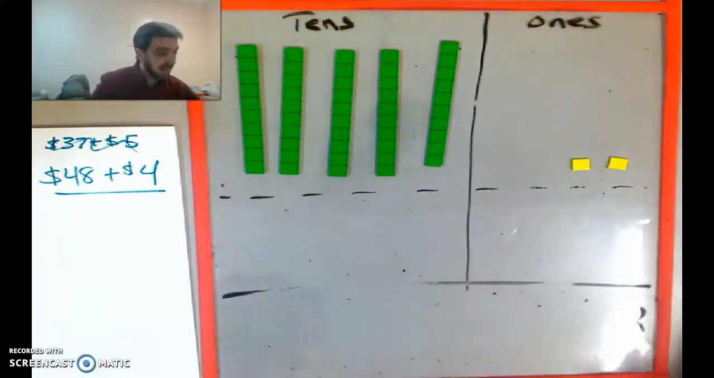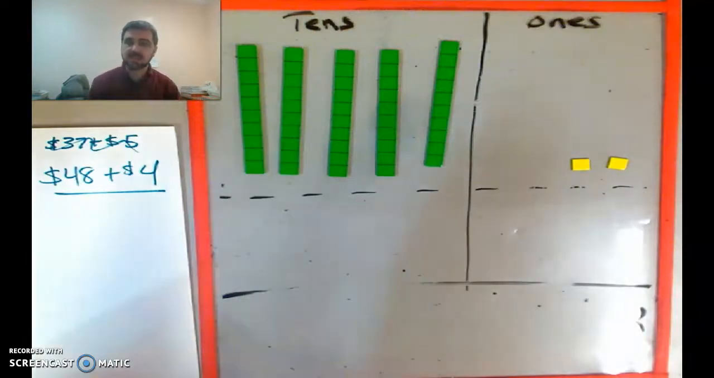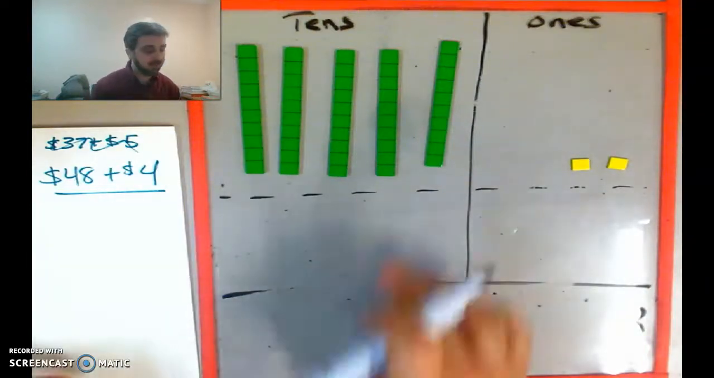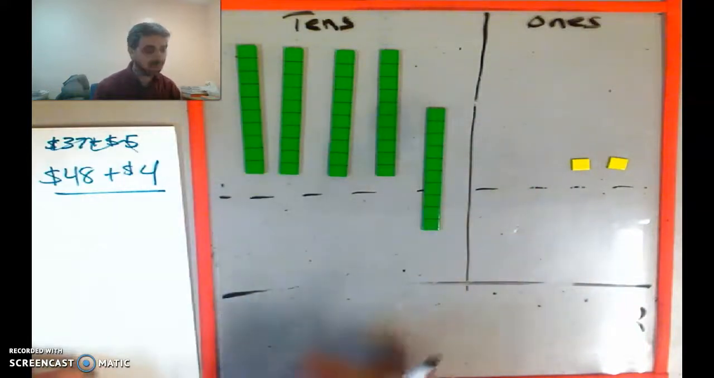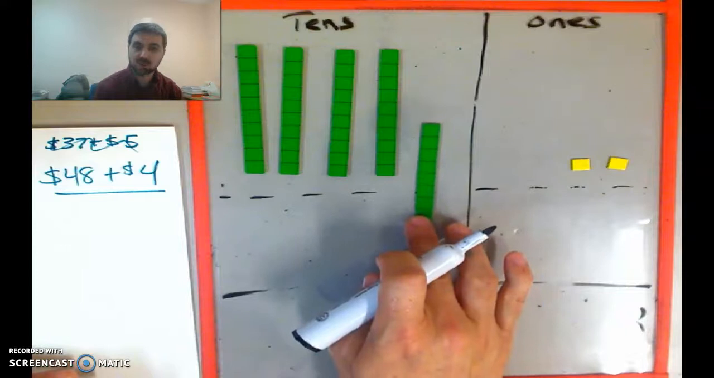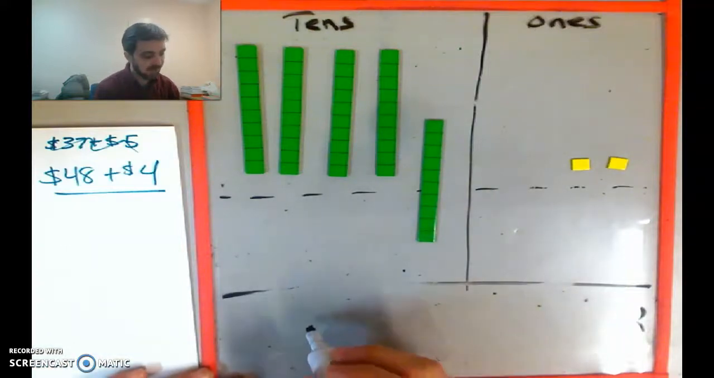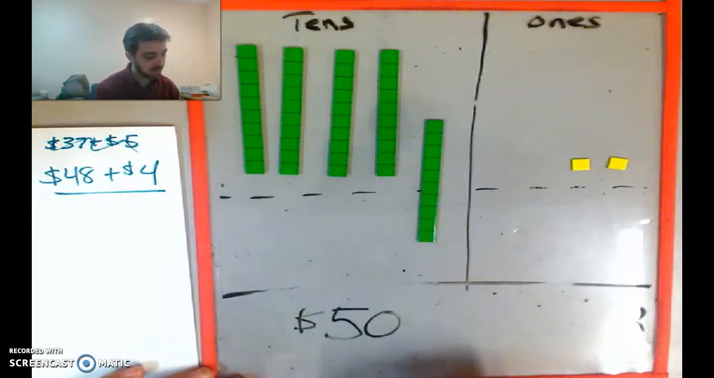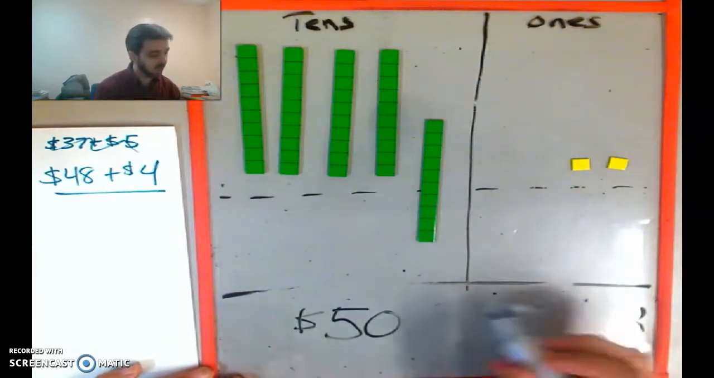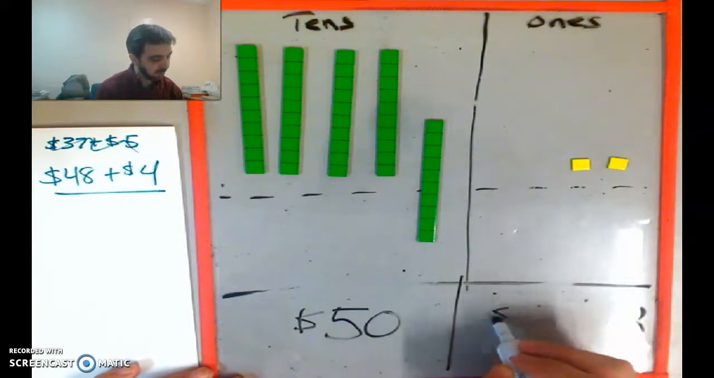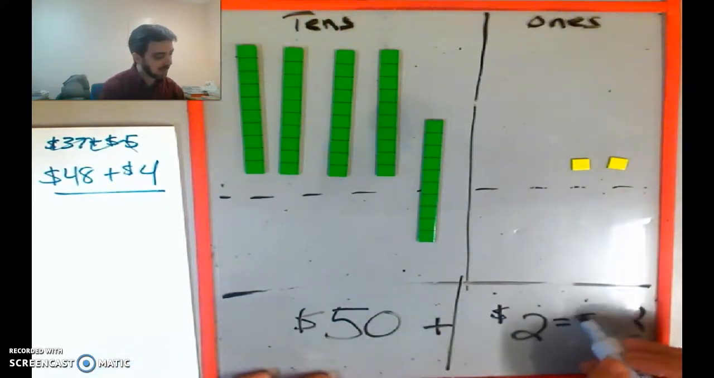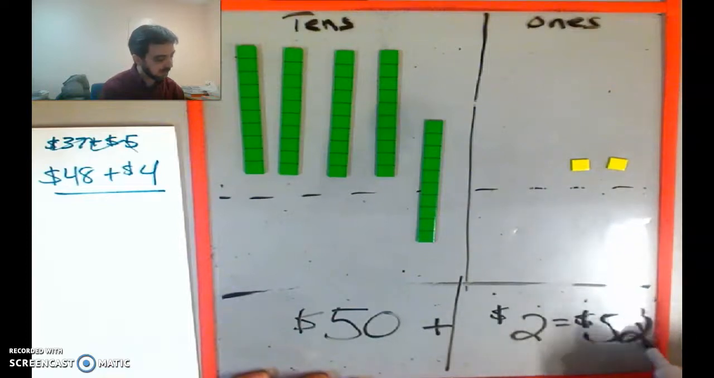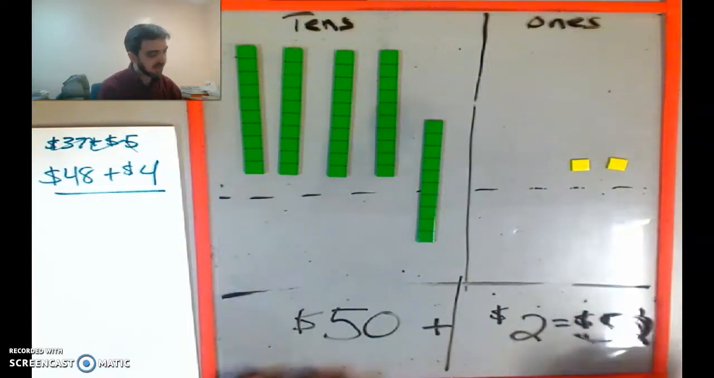Now we can add them up, and we can see that in the 10s place, we now have the 4 10s we started with from 48 plus this extra one right here. So that gives us 5 10s, or $50. And over here we just have $2 remaining. So 50 plus $2 would give us $52. 5 10s and 2 1s.